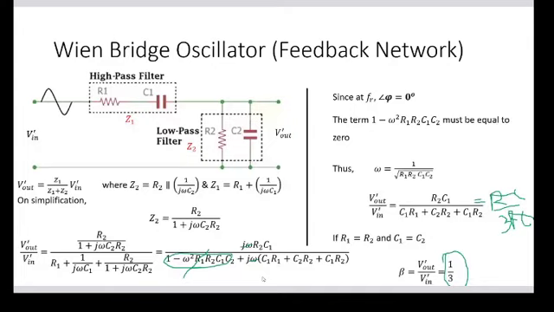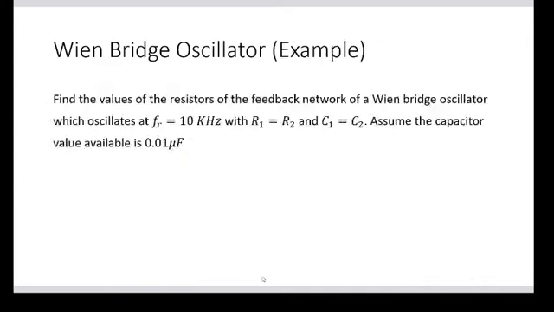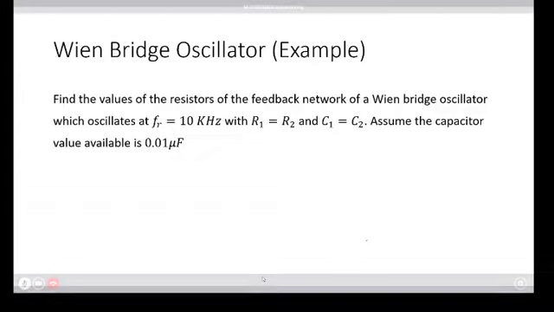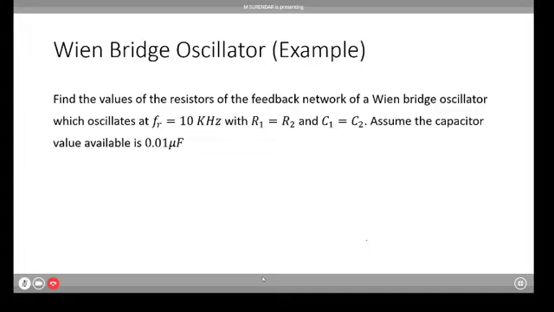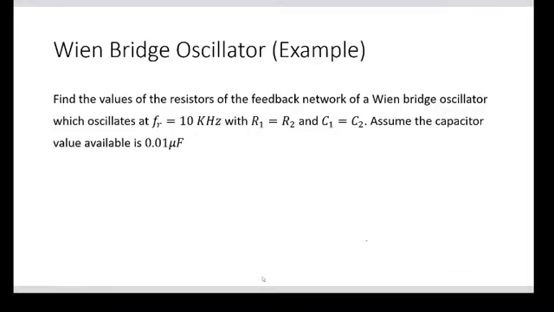So this is an example problem of your Wien bridge oscillator. We are trying to find the value of the resistor R. I want to design an oscillator which gives me a frequency of 10 kilohertz. That means I want a sine wave generated at 10 kilohertz, and I have only a capacitor of 0.01 microfarad with me. Now I want to generate a frequency of 10 kilohertz, so what value of R do I have to choose? That is the actual question here.